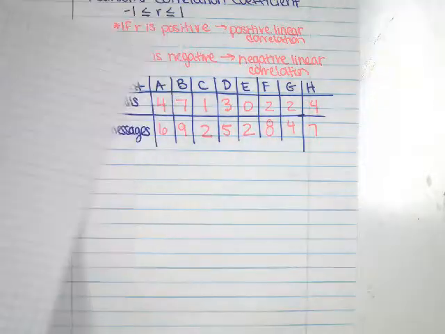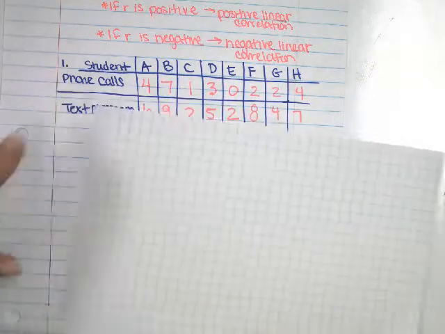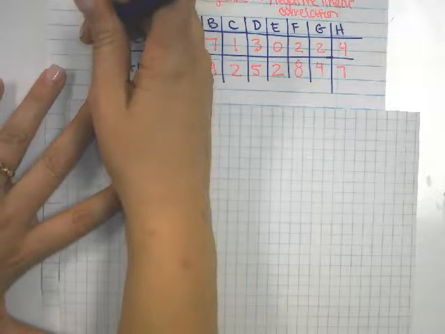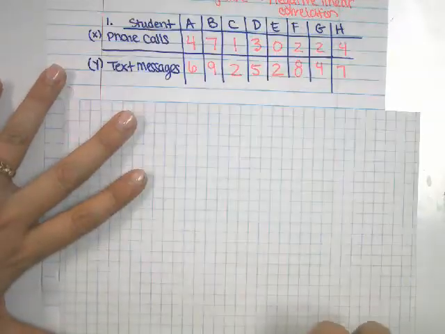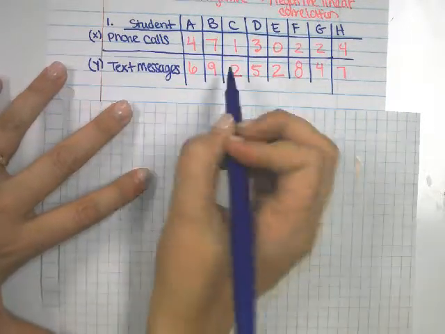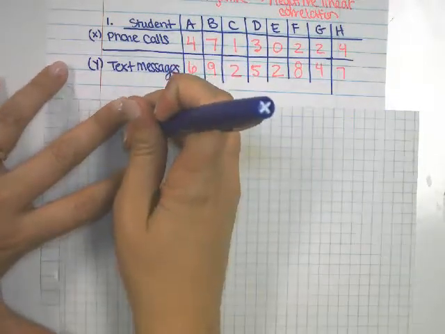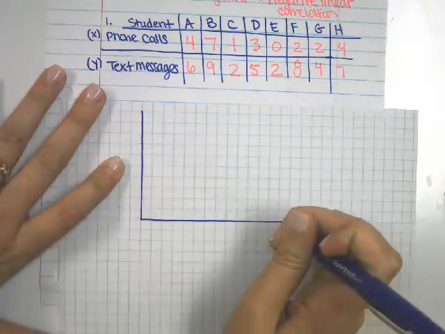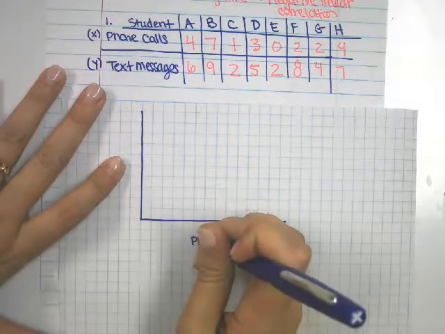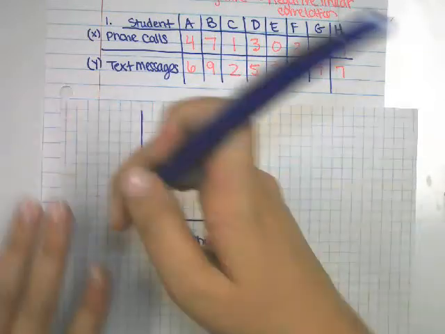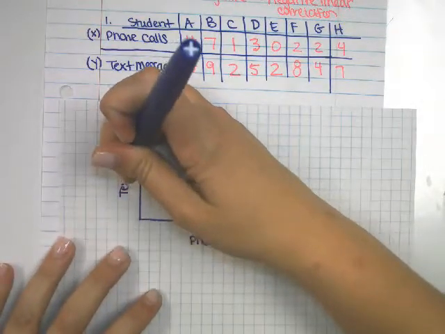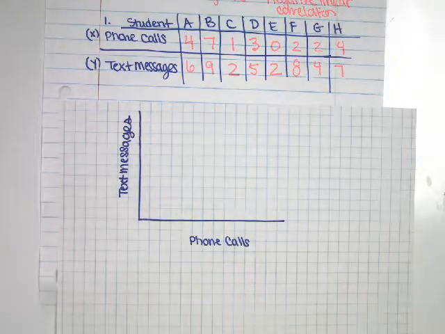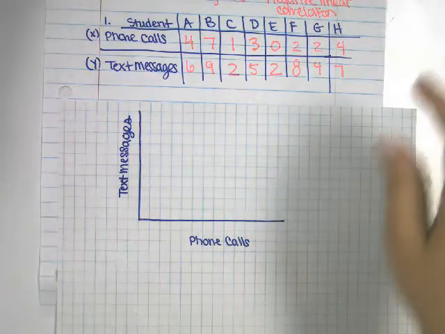One thing that you might be asked to do is to make a scatter diagram. So I'm going to start by making a scatter diagram for this problem. I'm going to make phone calls my X, text messages my Y. And so my Y values need to get up to 9. Alright, so phone calls, I just picked phone calls to be my X because it was listed first, and text messages to be my Y. And we're going to plot the data values. I'm just counting by ones here.